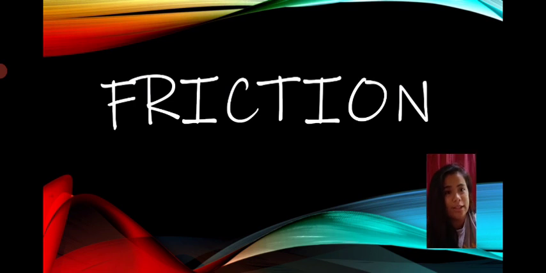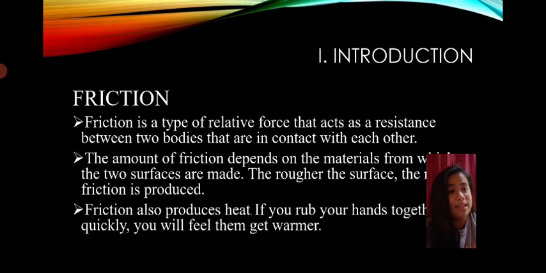So, let's start. Let's define friction. What is friction? Friction is a type of relative force that acts as a resistance between two bodies that are in contact with each other. So, kung ang two objects kay in contact with each other, ang mag-resist ana nga force kay ang friction. The amount of friction depends on the materials from which the two surfaces are made.